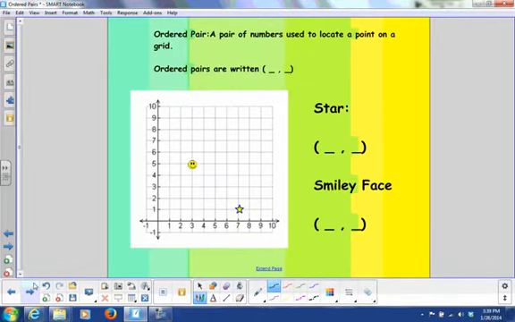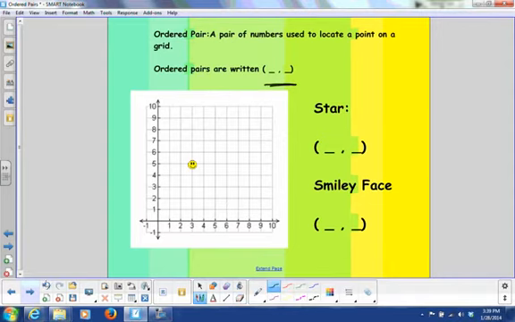All right, ordered pairs. This is ordered pairs. So an ordered pair is a pair of numbers used to locate a point on a grid. Ordered pairs are written with parentheses, just like this. Parentheses with a number, comma, another number, and another set of parentheses. For instance, we have the star right here. Okay. In order to find out what the coordinates for the star are, I need to look at the numbers.